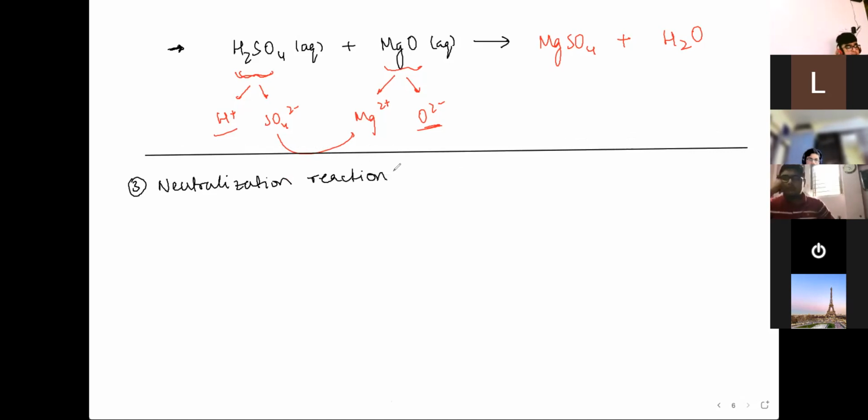Miss, what about bases with metal carbonates or bicarbonates? They don't react? No, bases don't react with carbonates or bicarbonates.